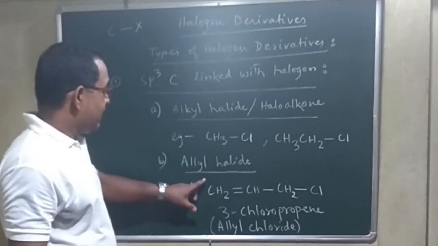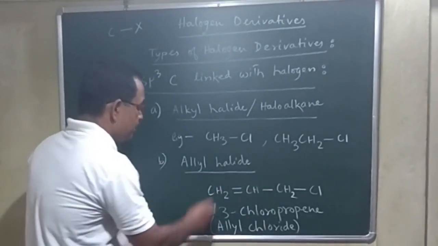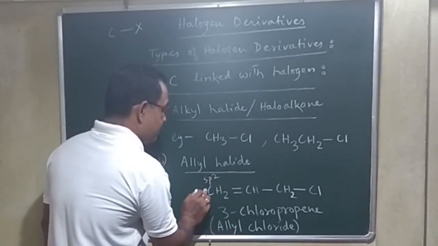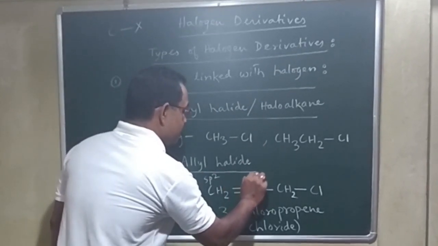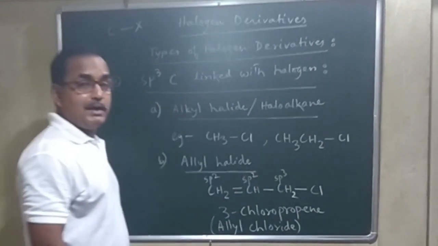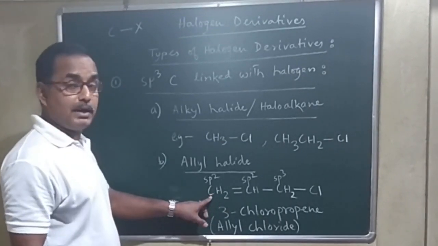This is allyl halide. Here, this carbon is sp3. You look, this carbon is sp2, is not it? This carbon is sp2. This is also sp2, but this is sp3. How can you know that? How can you know the type of hybridization of a carbon?